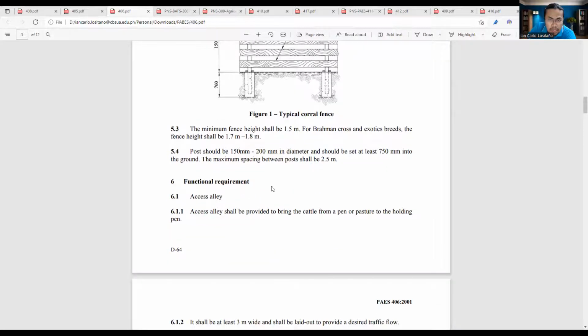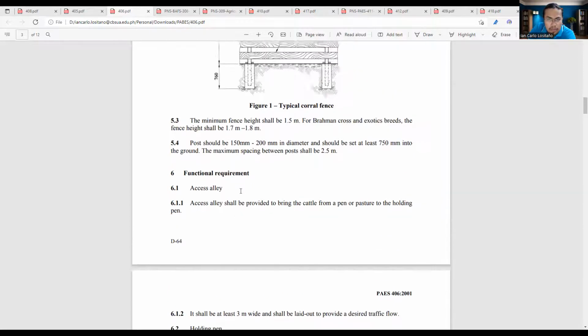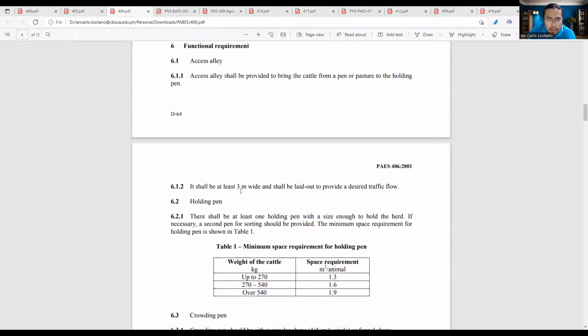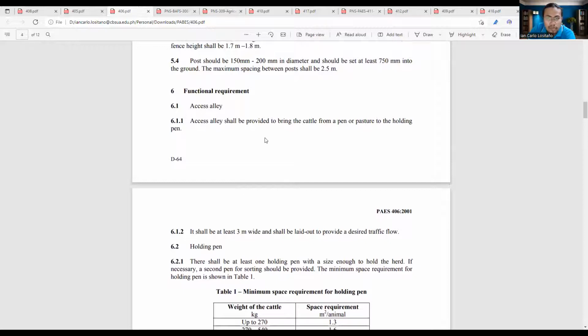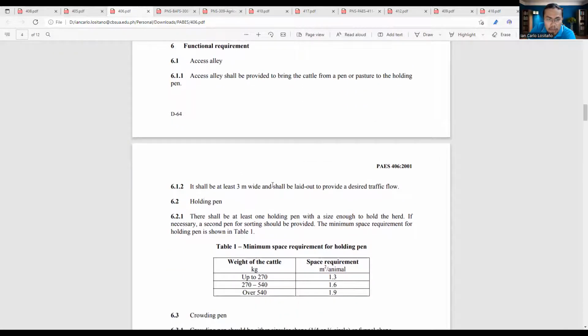And the maximum spacing shall be 2.5 meters. An access alley shall be provided to bring the cattle from a pen or pasture to the holding pen. It shall be at least 3 meters wide and laid out to provide a desired traffic flow.